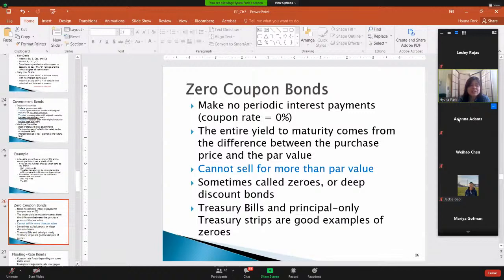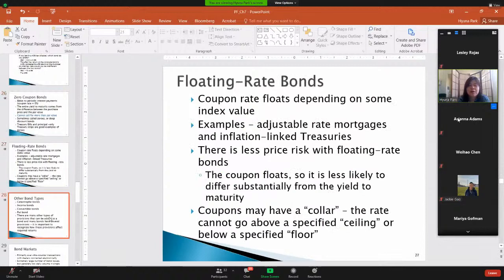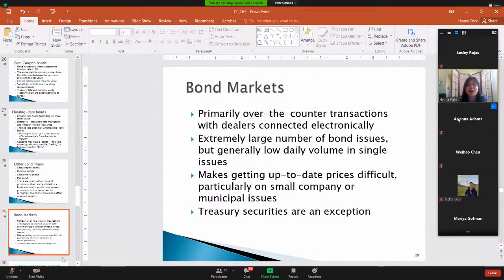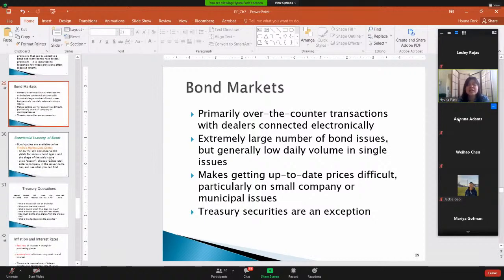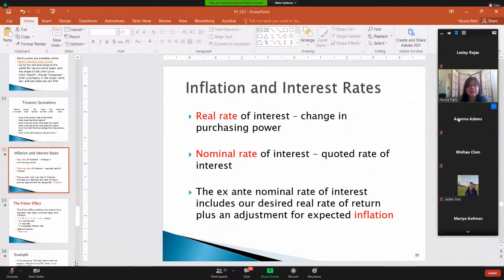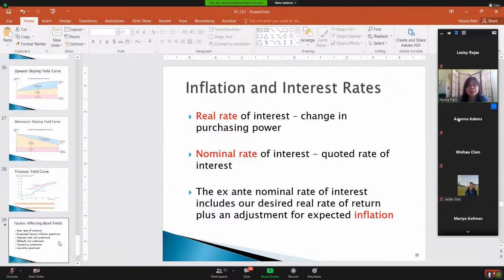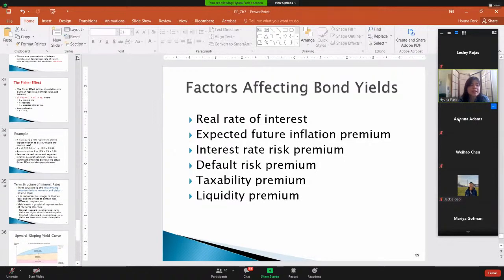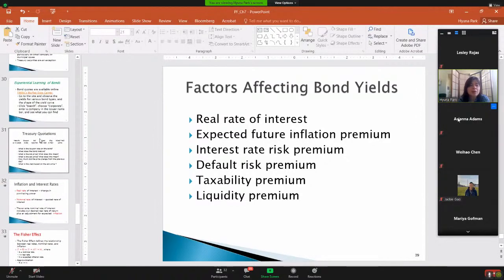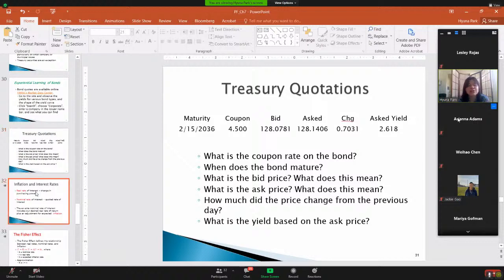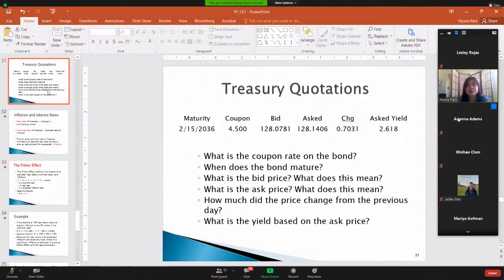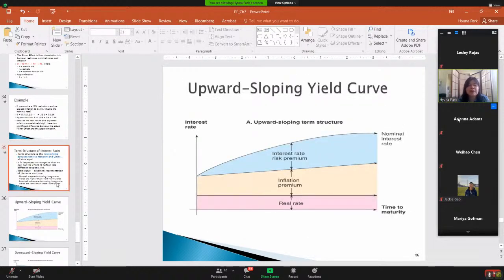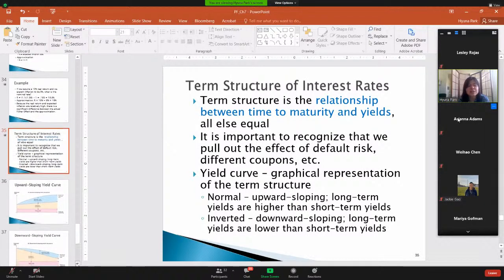And the remaining slides are about zero coupon bonds, floating rate bonds, and bond types. Those you can read and understand. There's not much calculation; these are mainly concepts. So you can learn from reading those slides and supplement them by reading those chapters. Those remaining concepts are adjusting the nominal rate using expected inflation to calculate the real rate, how to read the treasury quotes, and also term structure and the yield curve. We will spend some time on the term structure of interest rates.